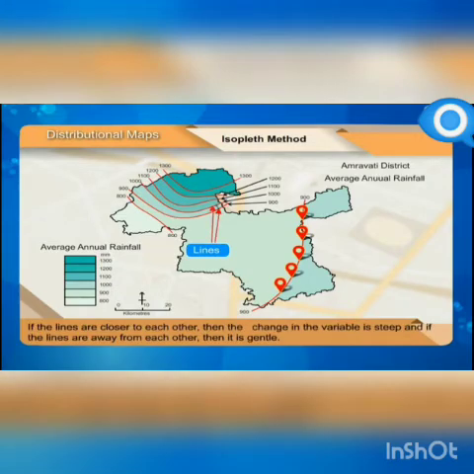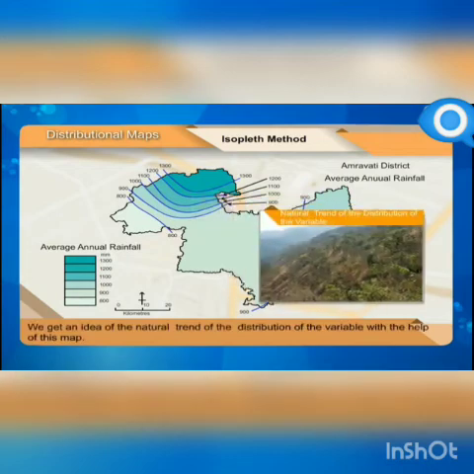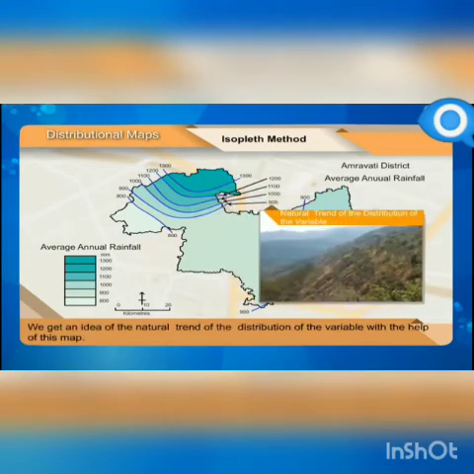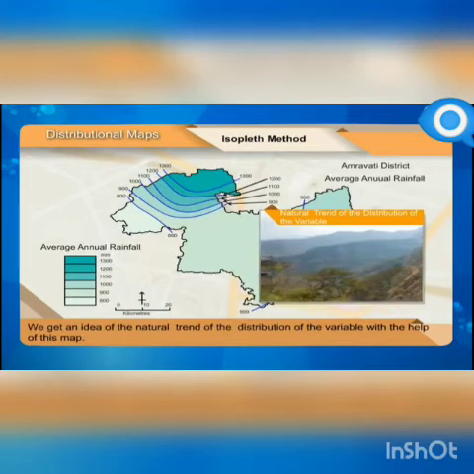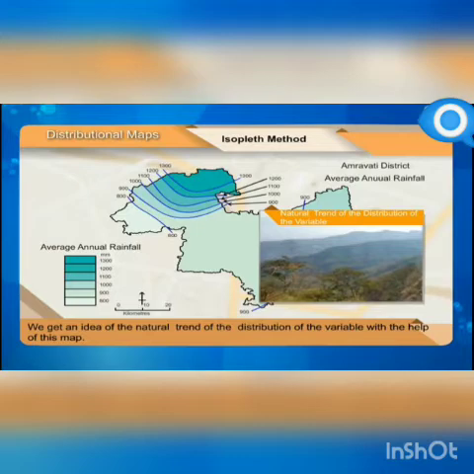If the lines are closer to each other, it means the slope is steep. If the lines are far away, it means it is gentle. It means the variable changes slowly over here, and above in the north the variables are changing very fast. We get an idea of the natural trend of the distribution of the variable with the help of this map. We can easily recognize it.